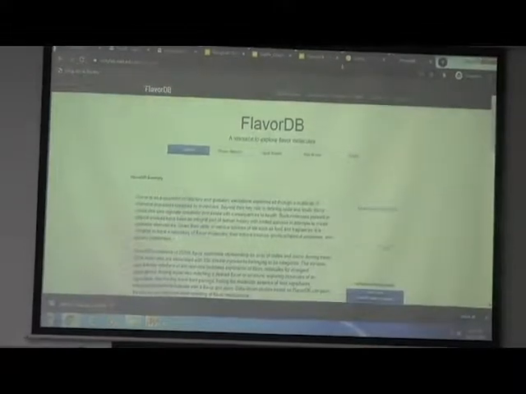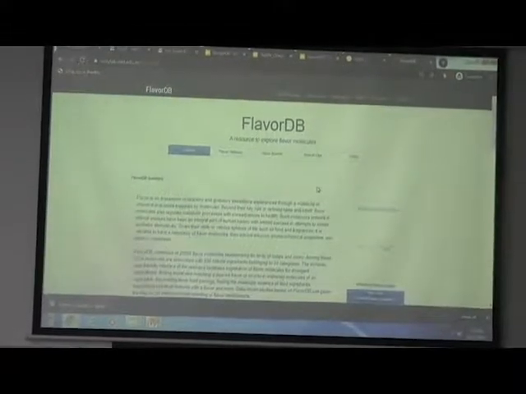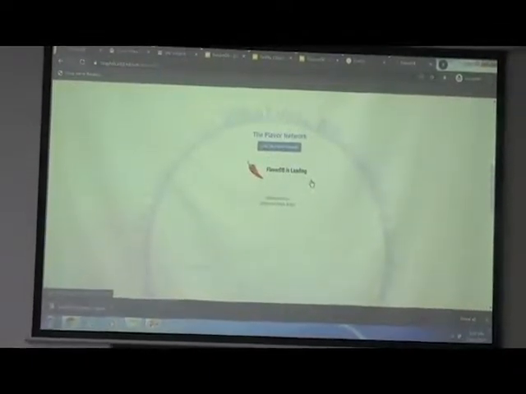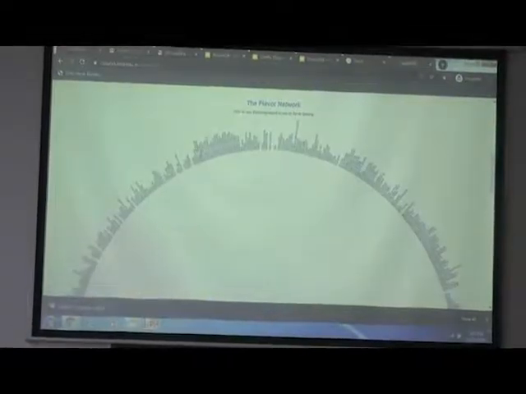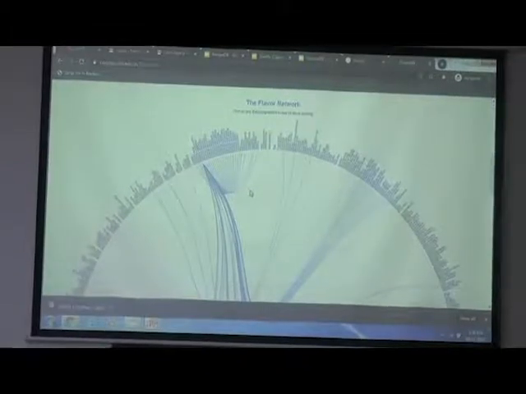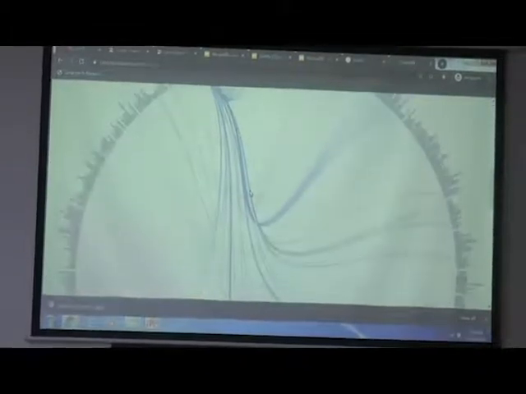Just scroll down, I'll just mention. So FlavorDB is a database of flavor molecules, and this is a flavor network. Just load it. What you see on the periphery are the ingredients, and you have sharing between the ingredients. For example, if you click on one of the ingredients, you will see what are the other ingredients. You can scroll down a bit, with which there is a flavor sharing.